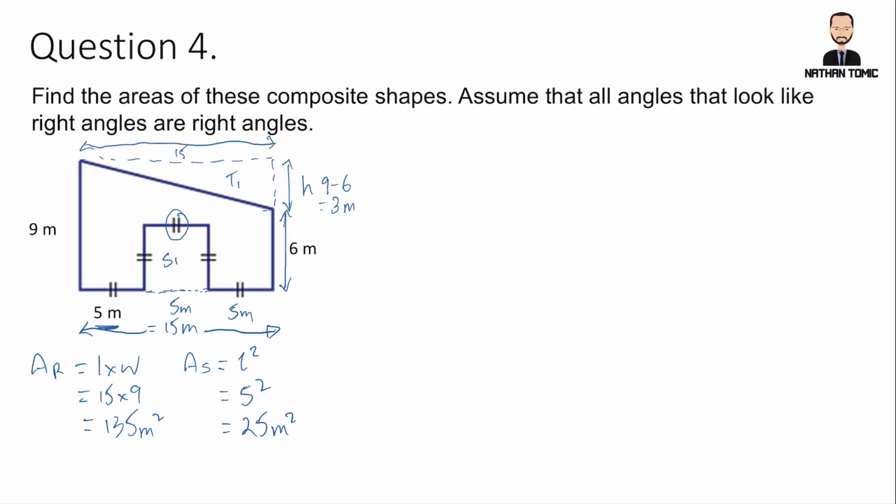So we can now find the area of triangle 1 as being half of the length times the height, which is half of length we said is 15 times the height of 3, which is equal to half of 30, 45, which is equal to 22.5 meters squared. So we've now got the three shapes, if you like, that make this up. We've got the big rectangle, we've got the small obvious square that's been cut out, and we've got this extra triangle that we've technically added in at the moment that we need to take back out.